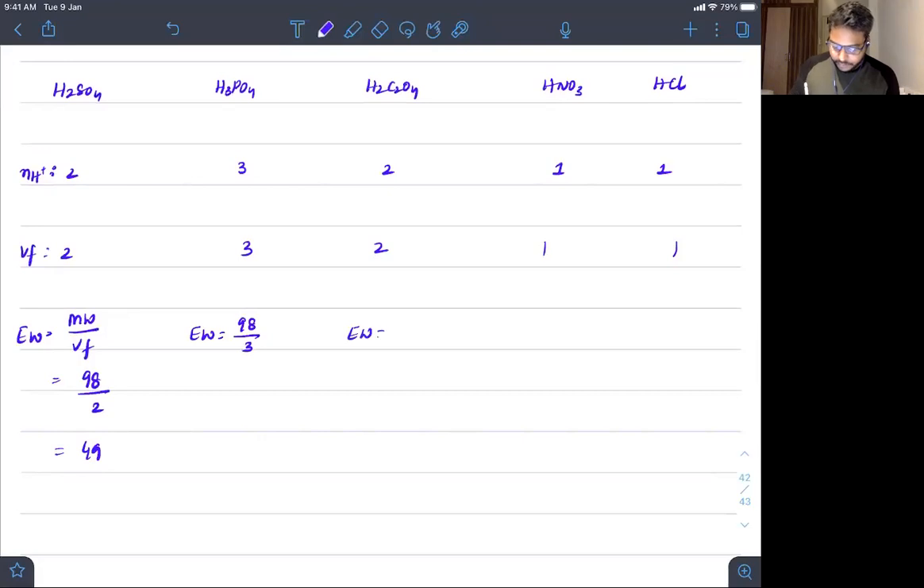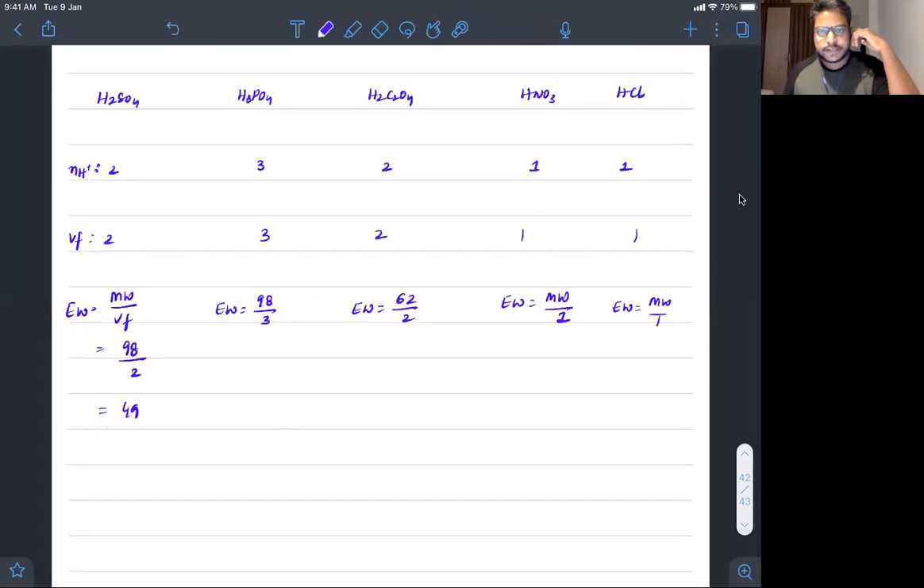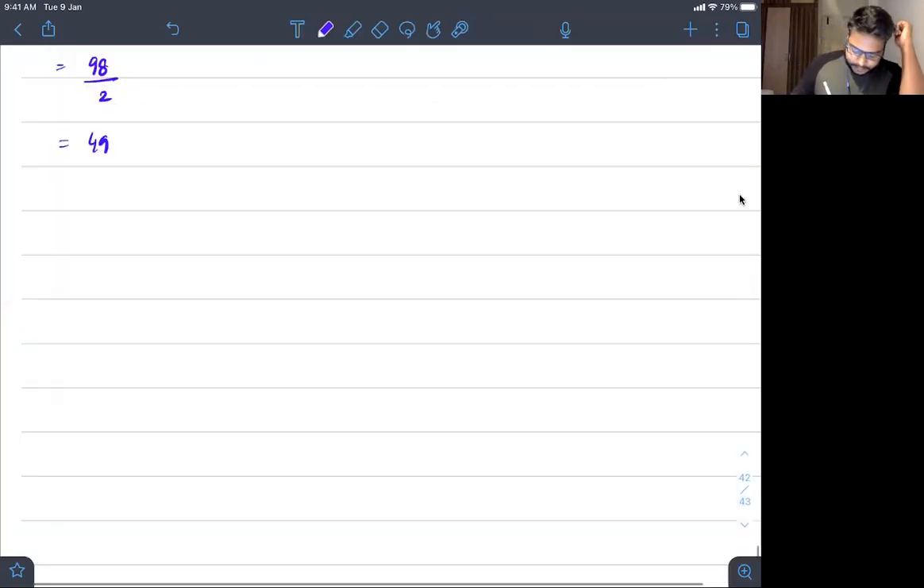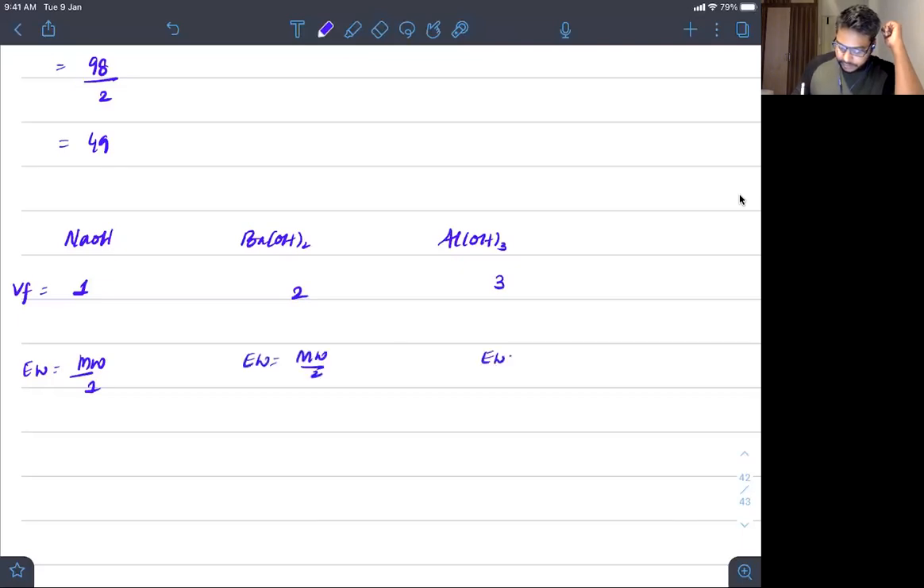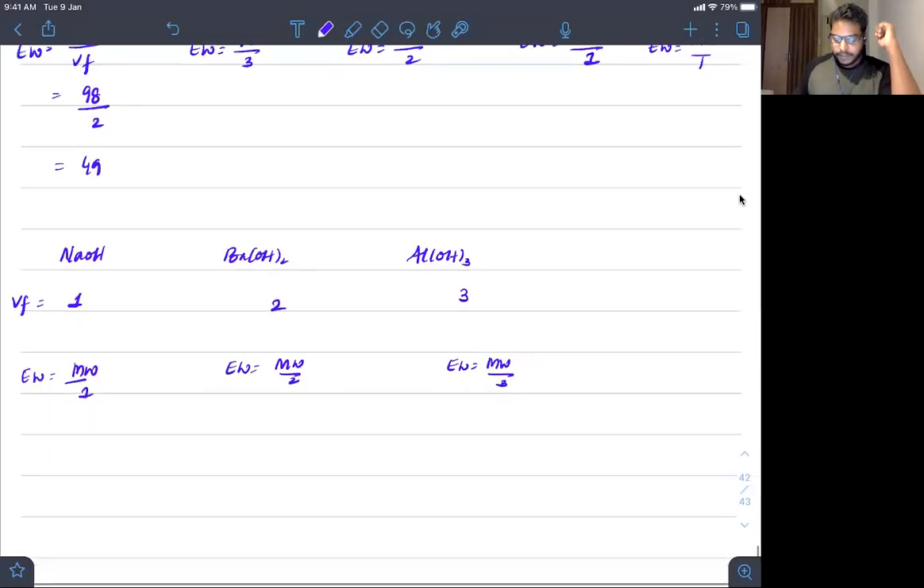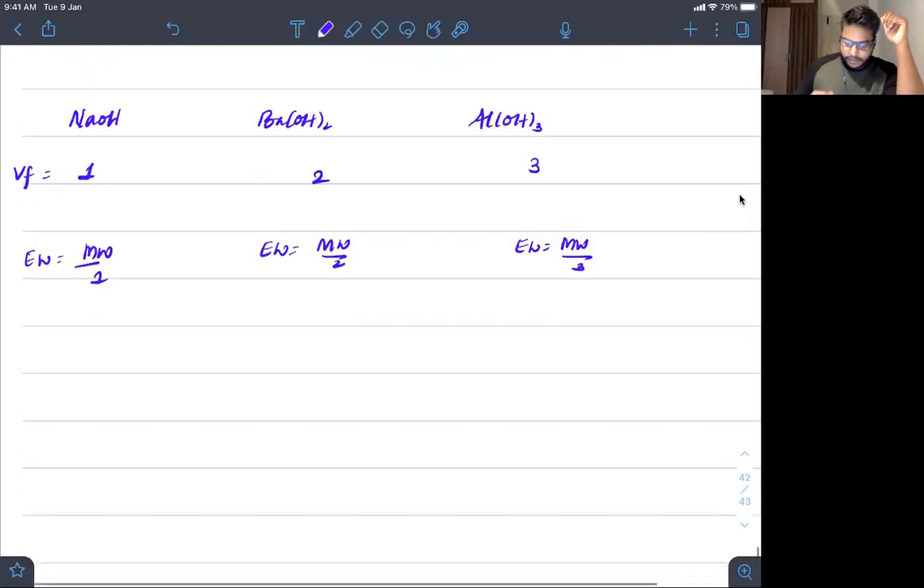Equivalent weight of H2C2O4 is 62 divided by 2. Equivalent weight of HNO3 is its molecular weight divided by 1. Similarly, for HCl, molecular weight divided by 1. This is all for acids, students. This is how we calculate the equivalent weight for acids. For bases, like NaOH, Ba(OH)2, and Al(OH)3, the valency factor in the first case is 1, here it is 2, and here it is 3. So the equivalent weight will be molecular weight divided by 1, divided by 2, and divided by 3 respectively. Those are the valency factors and equivalent weights for bases.